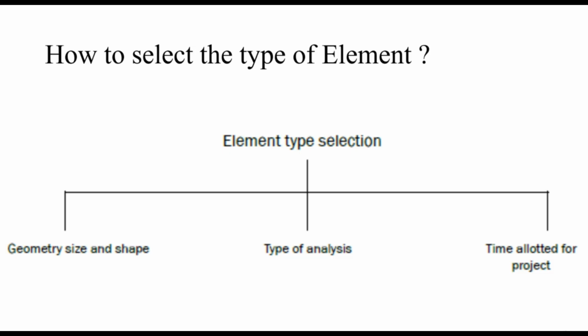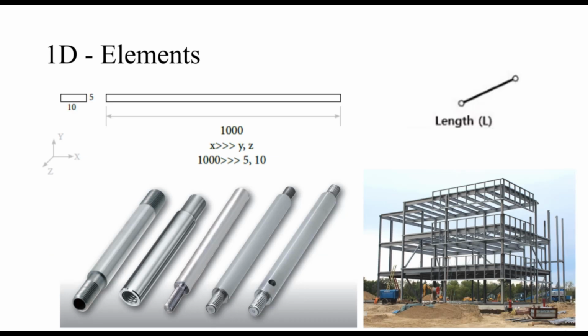Then how do you select the type of element that you are going to use for meshing? It is based upon three major factors. One is the geometry size and shape, then the type of analysis, and the time allotted for the project. Coming to the first one, type of geometry, depending on the type of geometry, you are going to select the 1D elements.